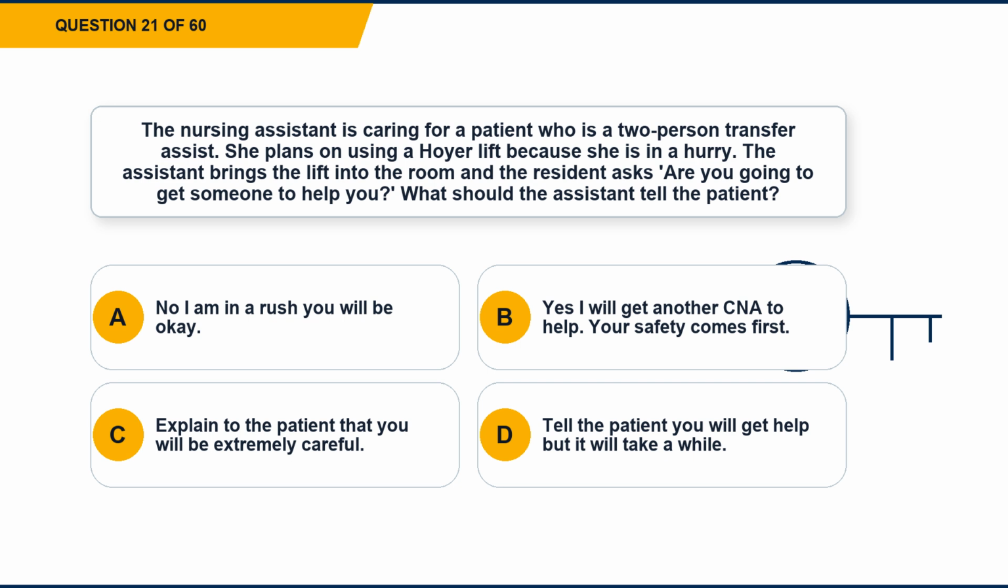The assistant brings the lift into the room and the resident asks, "Are you going to get someone to help you?" What should the assistant tell the patient? Option A: no, I am in a rush, you will be okay. Option B: yes, I will get another CNA to help. Your safety comes first. Option C: explain to the patient that you will be extremely careful. Option D: tell the patient you will get help but it will take a while.